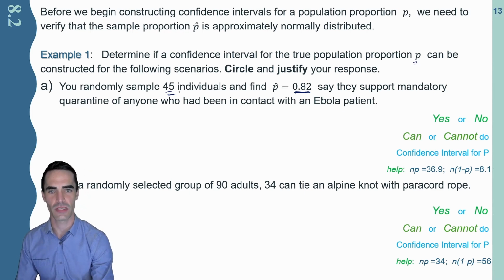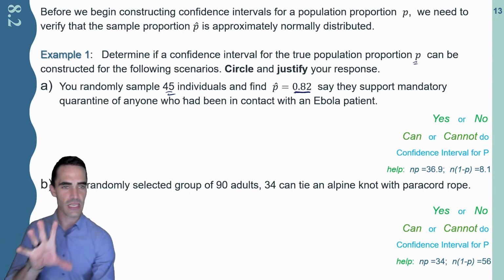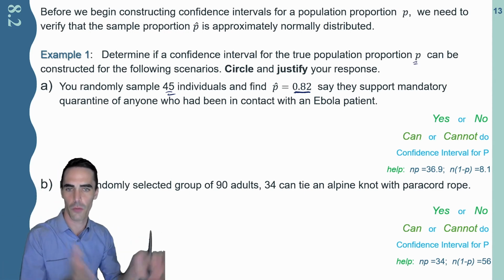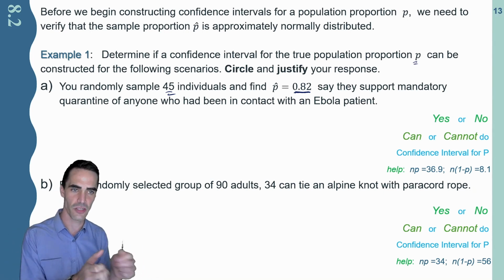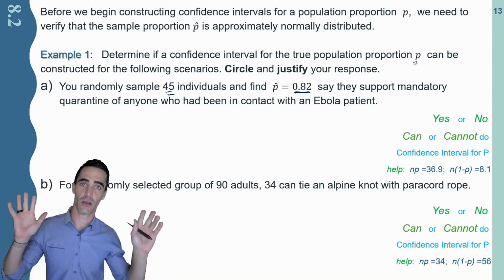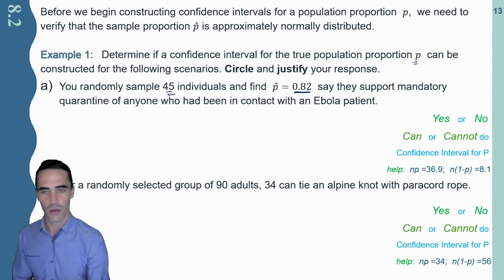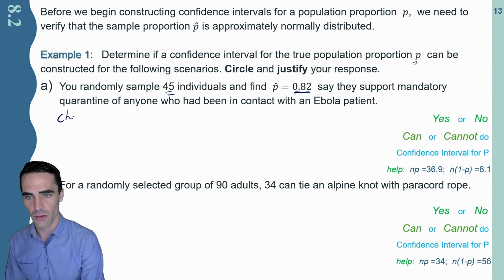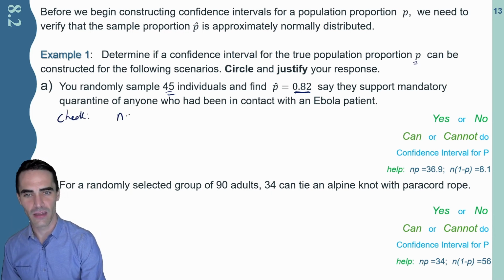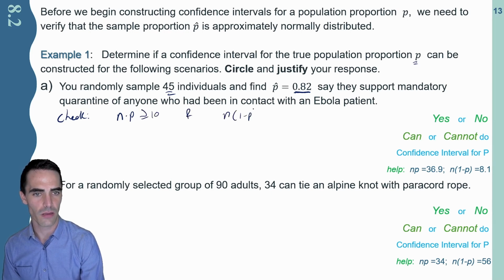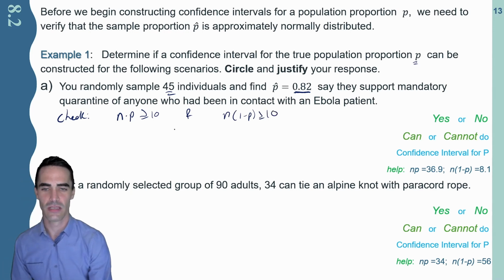Interesting. Okay, 82%, 45 people. Can we somehow take this information, again, maybe this is for one small town or something, and apply it to the bigger population group? Before you start building confidence intervals, you need to check. And it's those two quantities we talked about earlier. The n times p hat has to be greater than or equal to 10. Again, we're not sure yet. And n times 1 minus p hat has to be greater than or equal to 10.